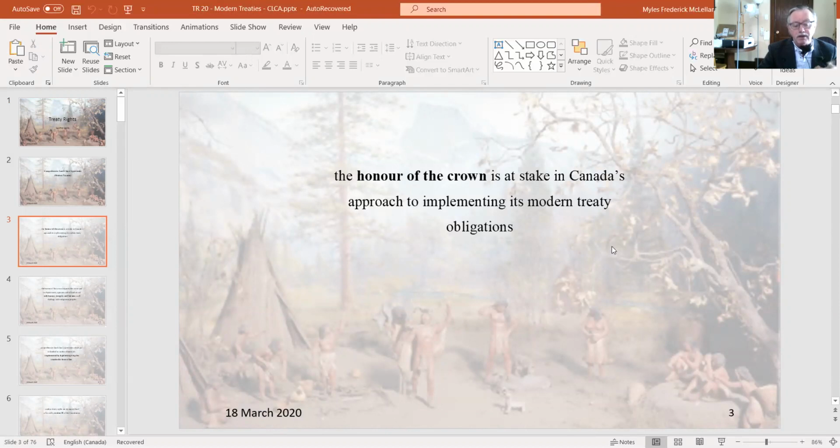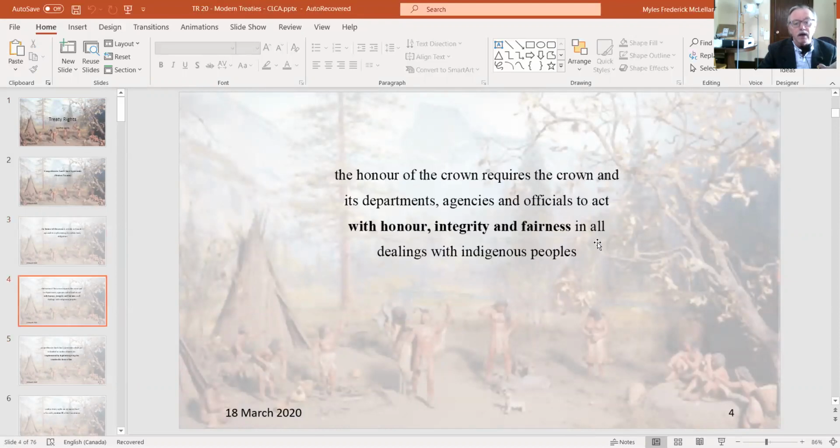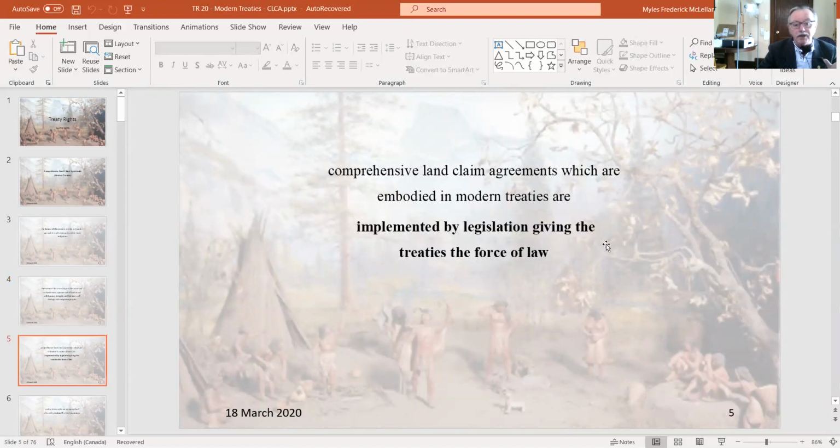So this is a relatively well-established and fairly old principle that's at stake when dealing with Indigenous issues and the Crown, most particularly the federal Crown, but often the provincial Crown as well. Honor of the Crown requires that the Crown and all its departments and agencies act with honor, integrity, and fairness. So those are elements that we've seen, for instance, in the Delmouth decision, reiterated again in cases like Haida Nation.